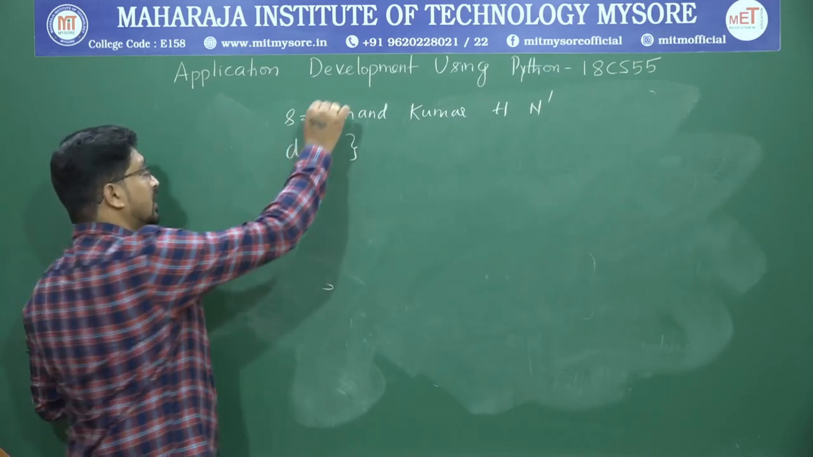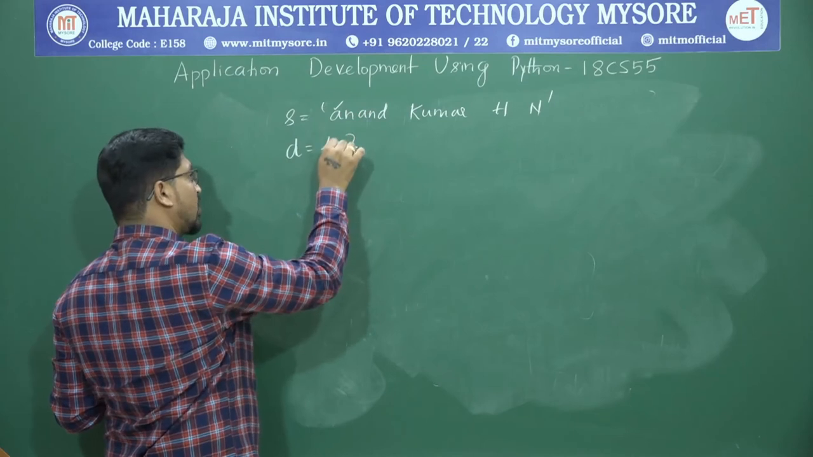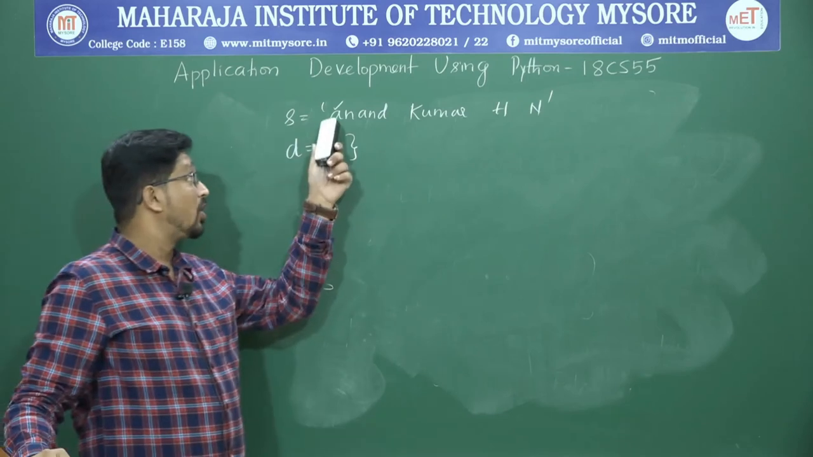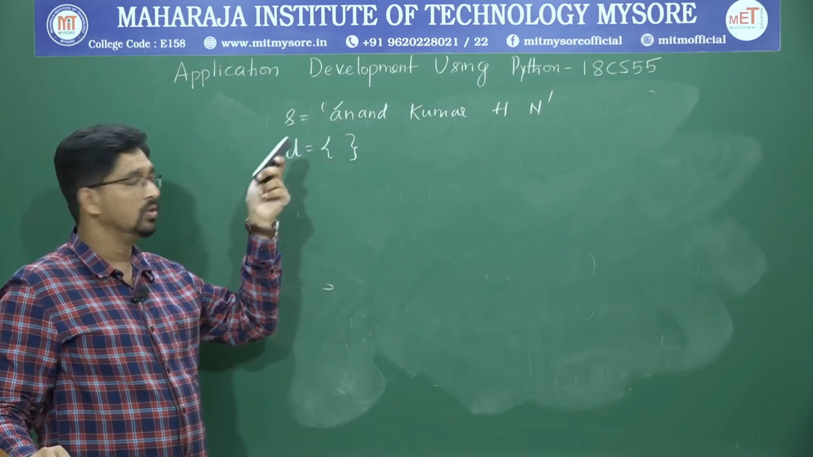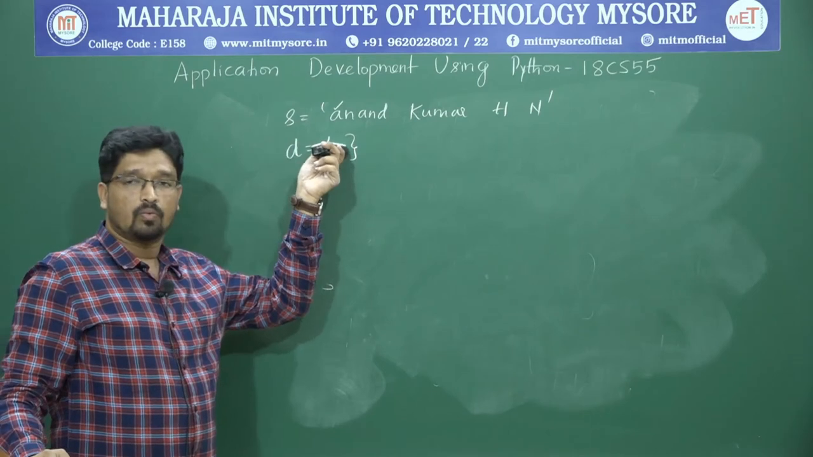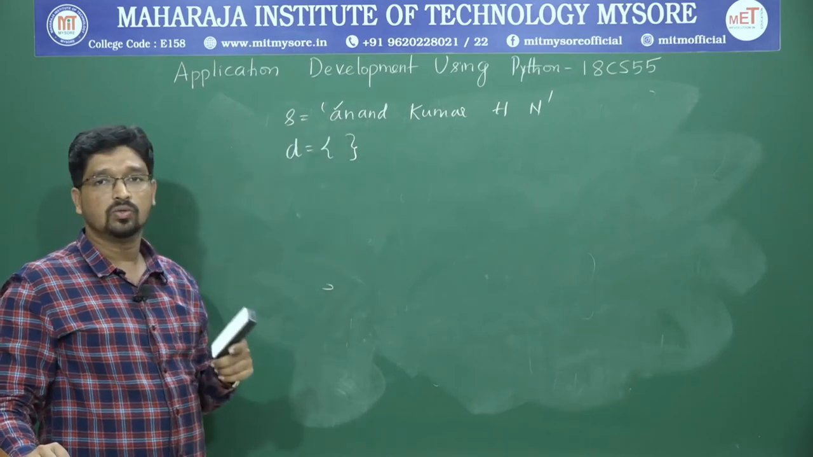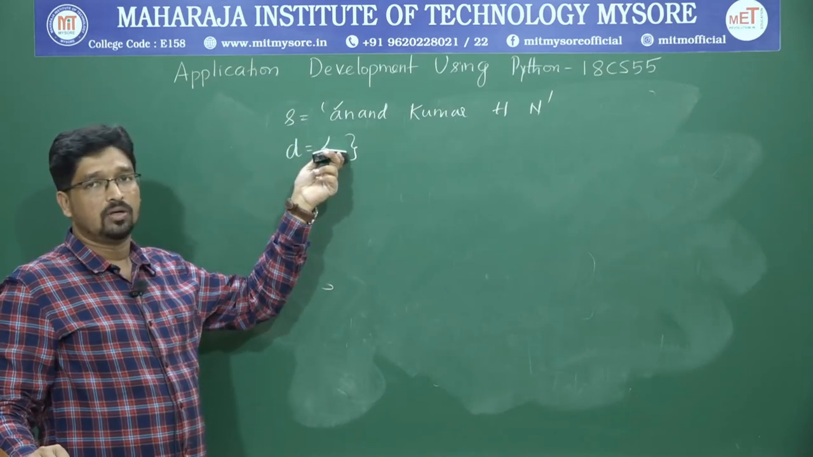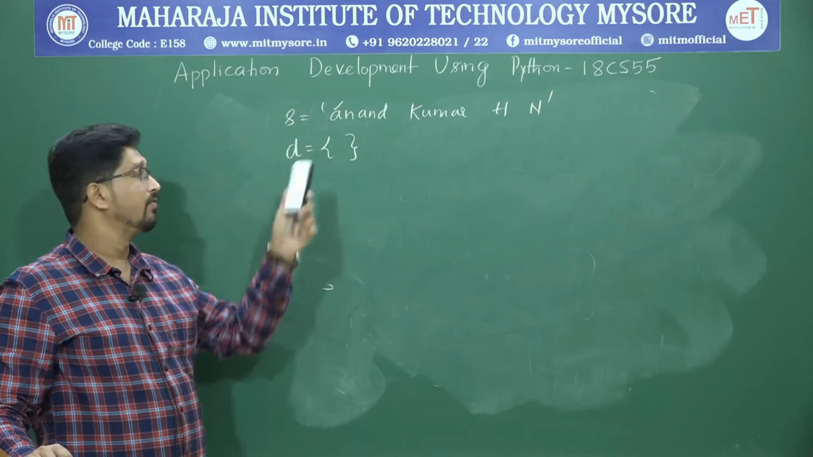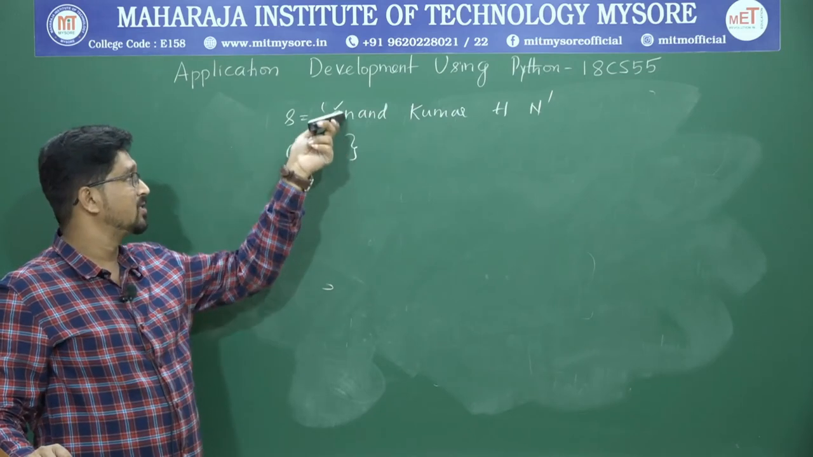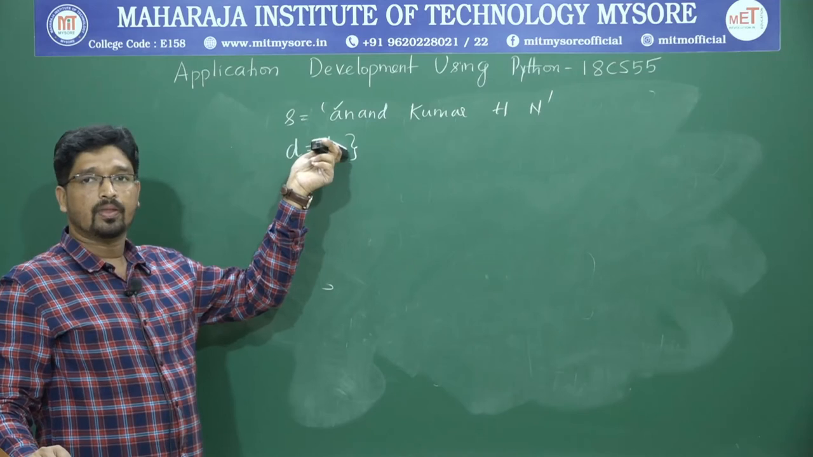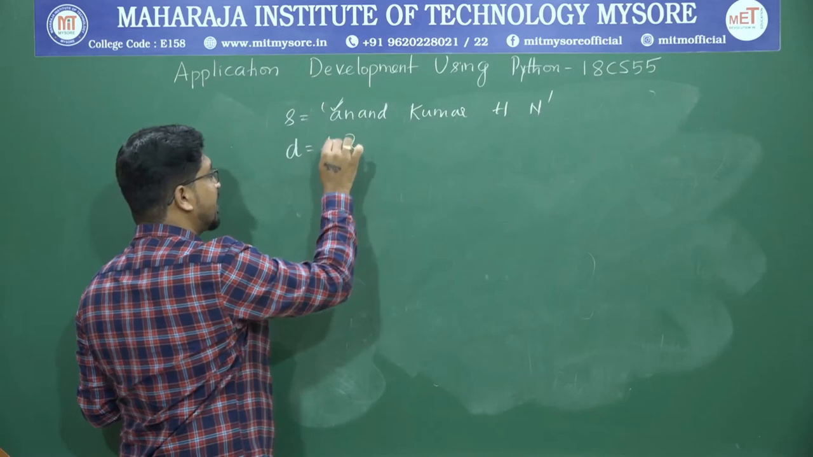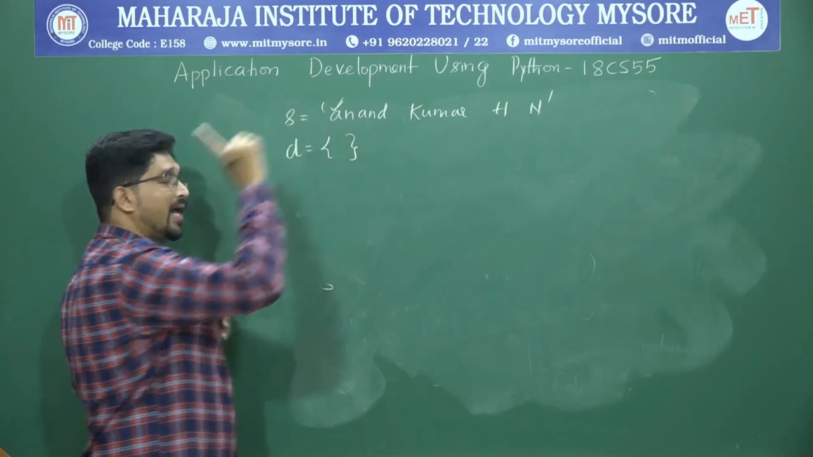First I need to access a character. Then if it is not present inside the dictionary, what I should do? I should initialize the value to 0. Initially the value should be 0 and it should increment to 1. Sorry, if the character is not present inside the dictionary, then it should be counted as 1.